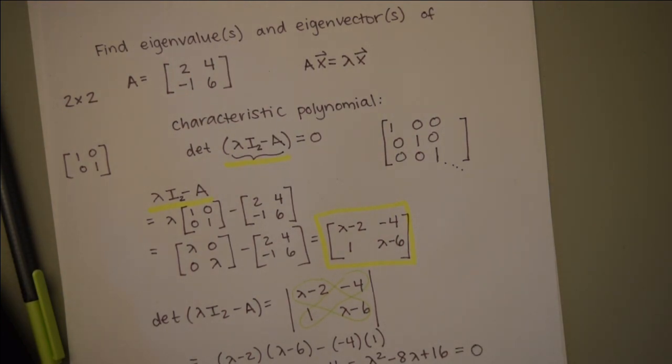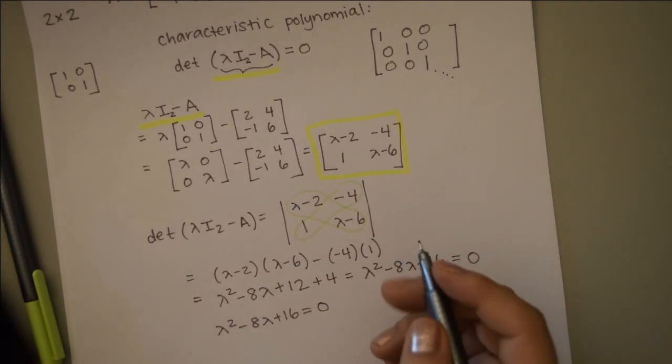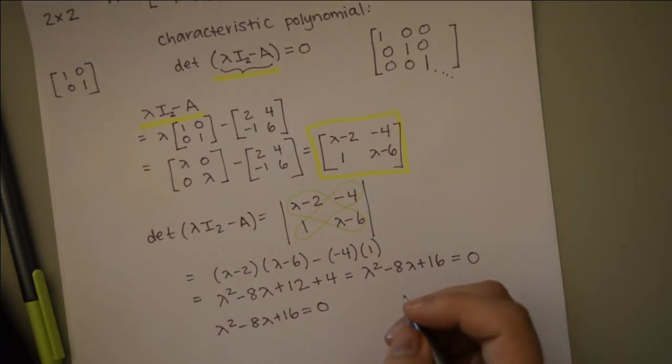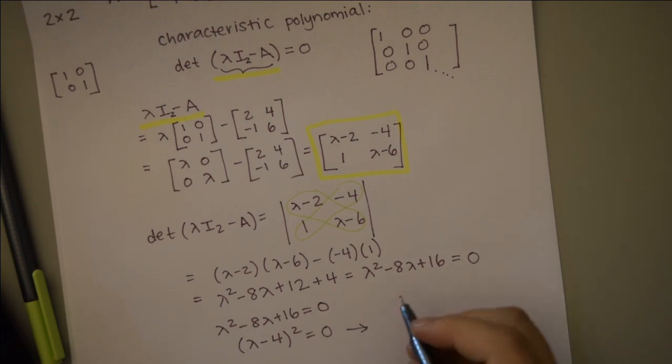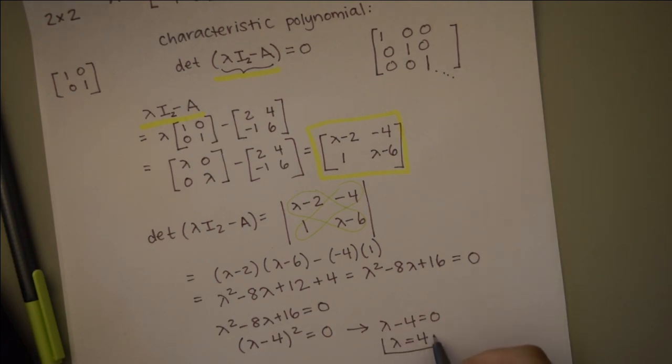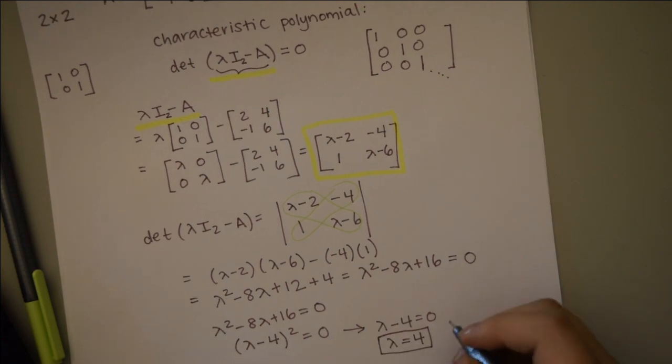So that's our characteristic polynomial. And now we solve this for lambda, and that'll give us any eigenvalues. So in this case, if we solve it, we can factor this into (lambda minus 4) squared equals 0. So we only have lambda minus 4 equals 0, which is just lambda equals 4. So we have one eigenvalue.